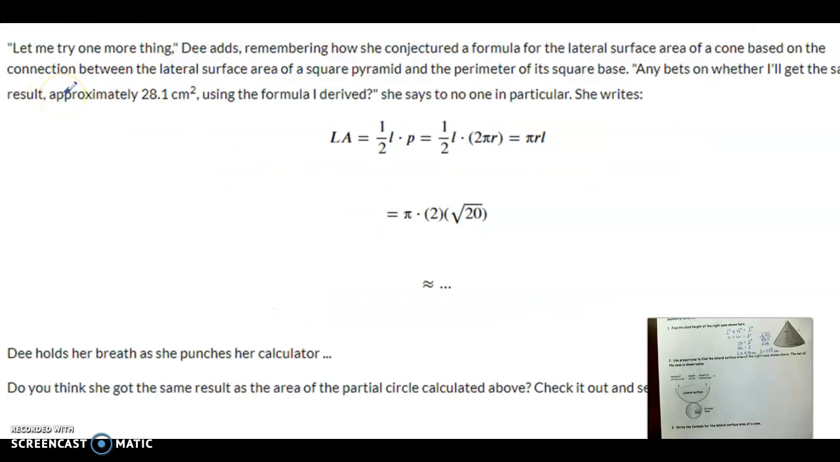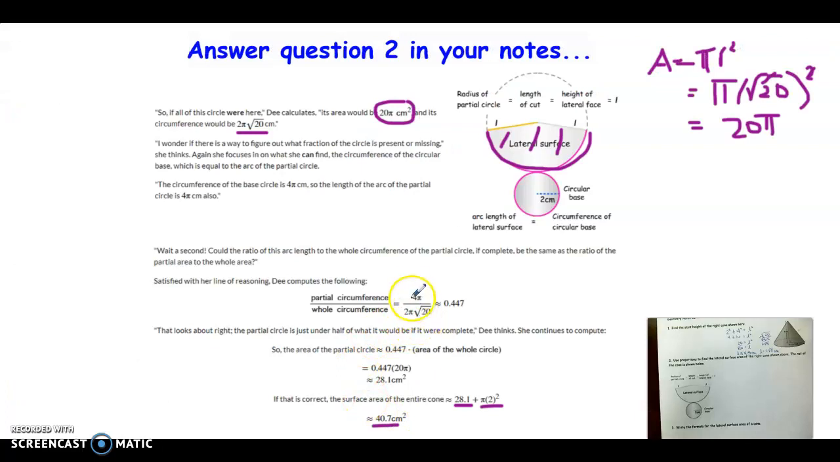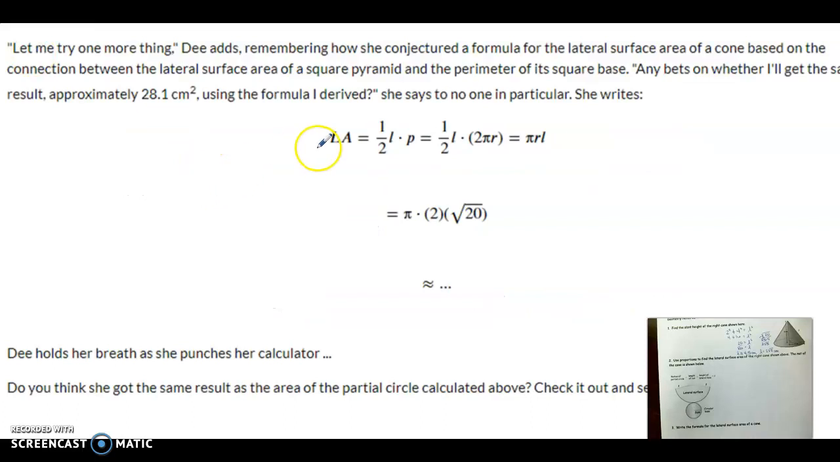So D says, let me try one more thing, remembering how she conjectured a formula for the lateral surface area of a cone based on the connection between lateral surface area of a square pyramid and the perimeter of a square base. Any bets on whether I'll get the same result, which is approximately 28.1 centimeters, that's what we found. Where was that? Right here. Using the formula I derived. And so she writes, the lateral area of a cone is 1/2 the slant height times the perimeter, which we know simplifies to pi rl.